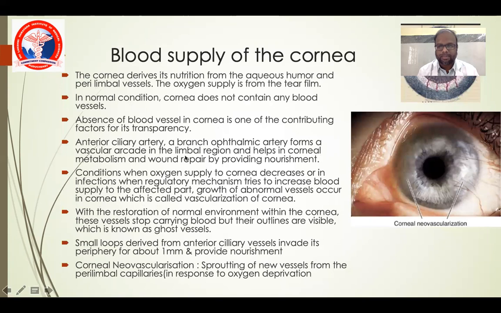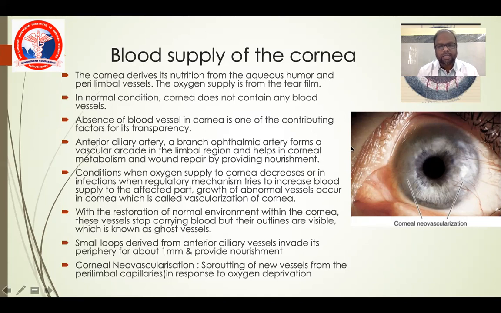Now coming to the blood supply of the cornea. As I told you, the cornea is an avascular structure. It is devoid of any blood vessels. It derives its nutrition from the aqueous humor and the perilimbal vessels. These perilimbal vessels, which are located around the limbus, enter about 1 millimeter into the cornea to provide nutrition to the cornea. Generally, in a normal state, the cornea does not contain any blood vessels. Whenever a blood vessel is present in the cornea, it is pathological. Why are the blood vessels absent? The absence of blood vessels is also a contributing factor for the transparency of the cornea.